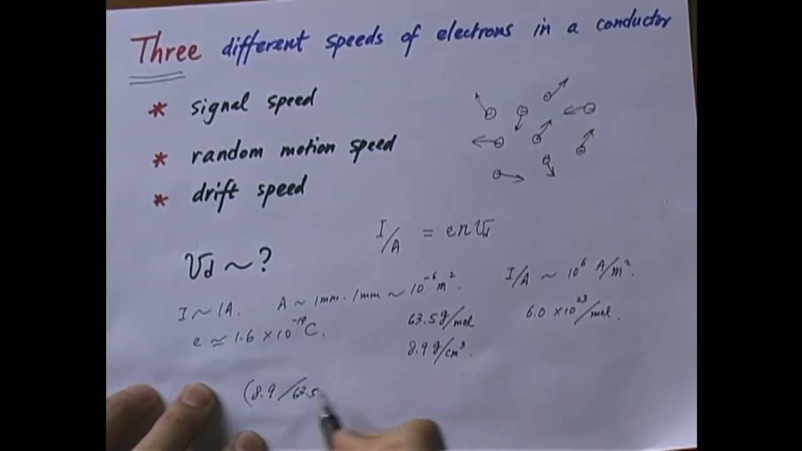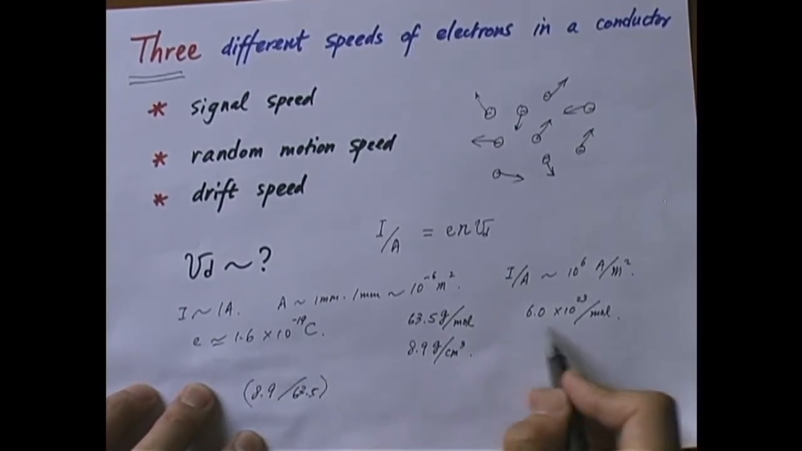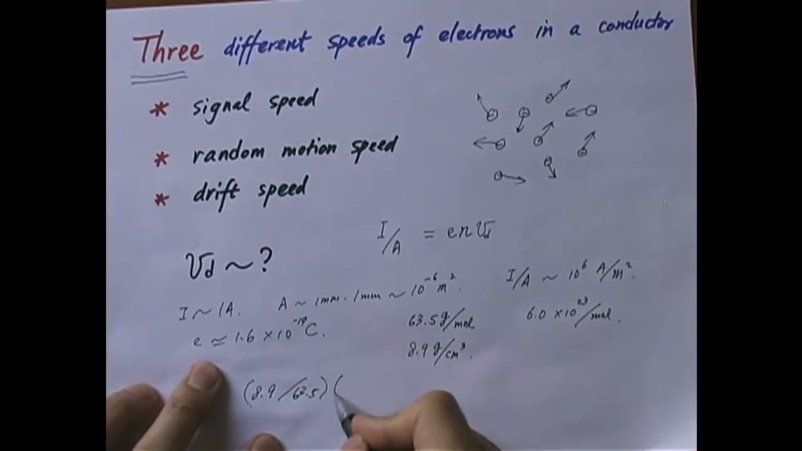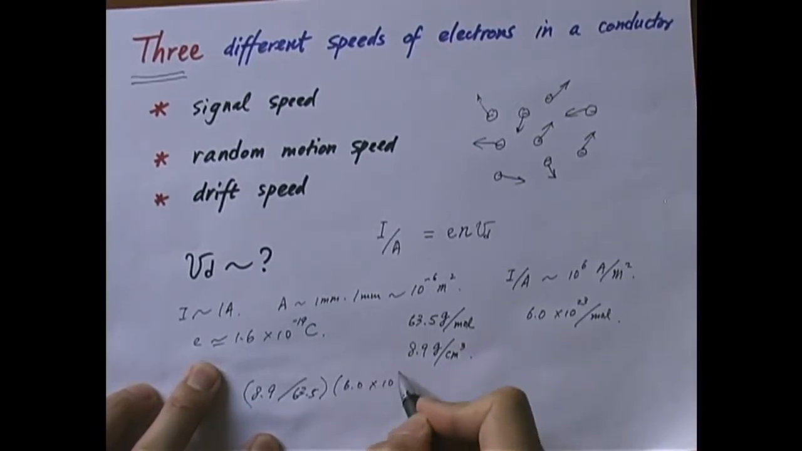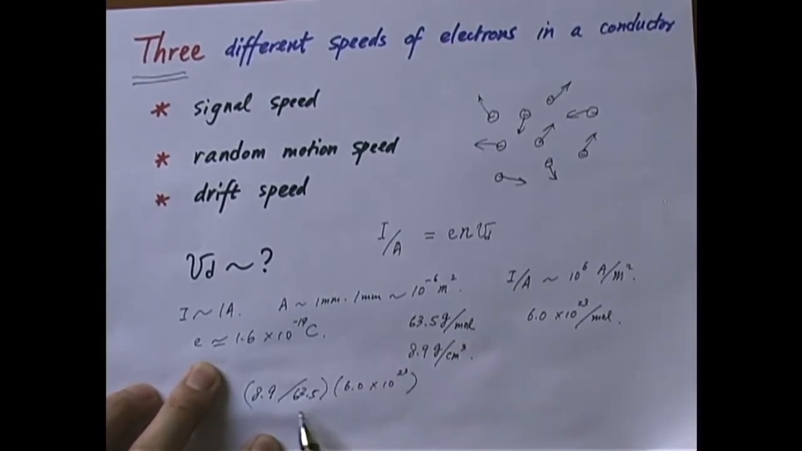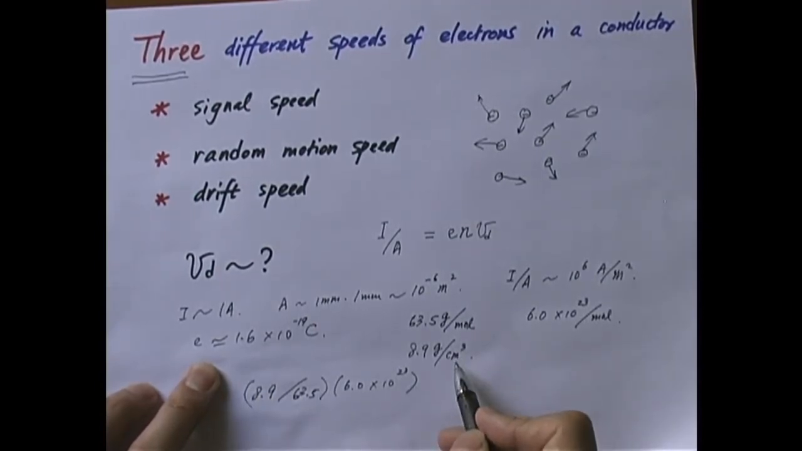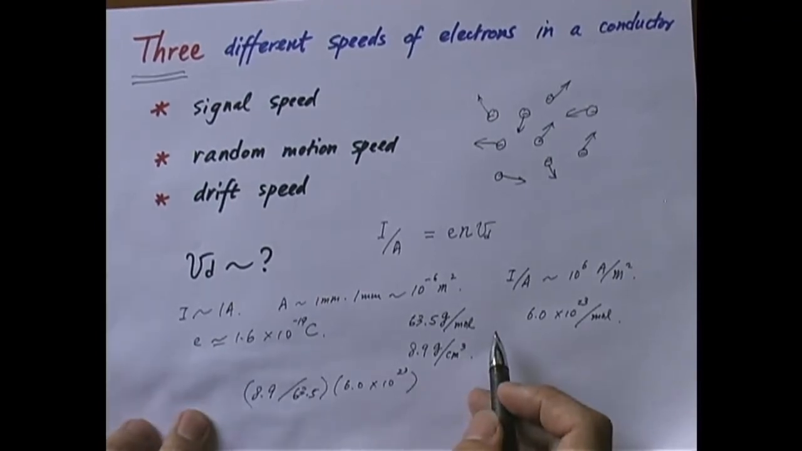But each mole has this many copper atoms, 6.0 times 10 to the 23. In other words, this many free electrons, because each copper atom contributes 1 free electron. So this is what? This is the number of free electrons existing in every cubic centimeter. All right? So what is the number density then?